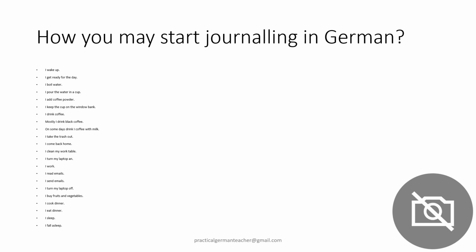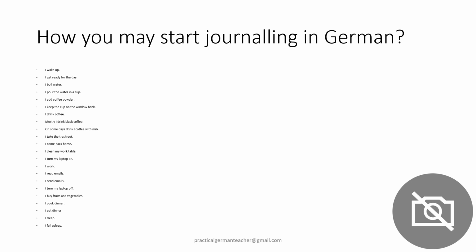Okay. I have been requesting you to start journaling in German. Many of you have been doing this as well. For those who now want to start journaling, this is one example of how you may start. You don't need to write complicated sentences. You can just write simple one-line sentences in English. For example, I wake up, I boil water, I add coffee powder, I come back home, I buy fruits and vegetables, I cook dinner. Such simple sentences. And then you should try to translate them or just write them in German.